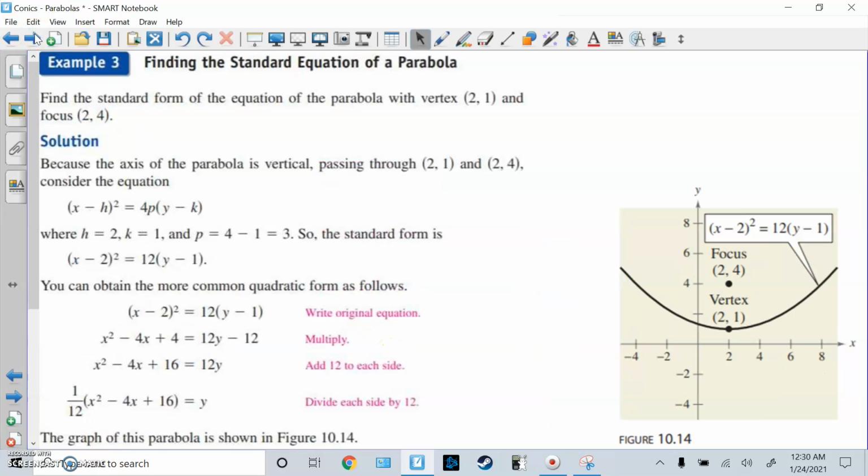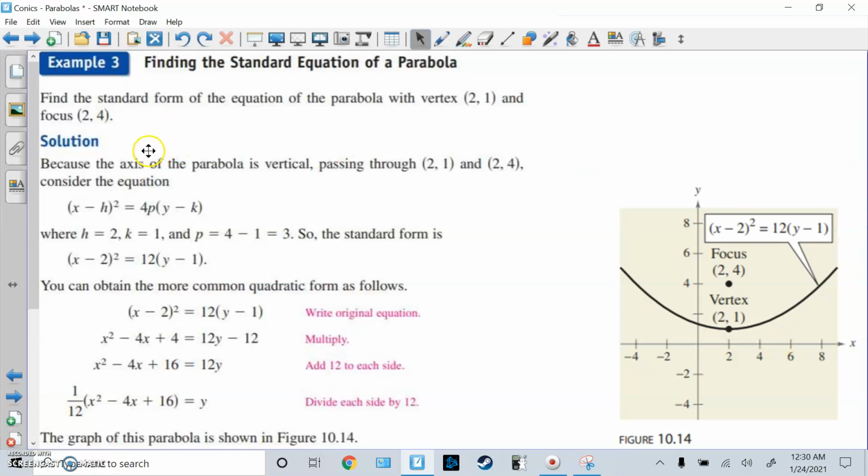All right, find the standard equation of a parabola. So find the standard form of the equation of a parabola with vertex 2, 1 and focus 2, 4. So on the graph, we have vertex 2, 1 right here, and the focus is 2, 4. We have to go towards the focus. This parabola's going up. It's going to be an x squared problem.